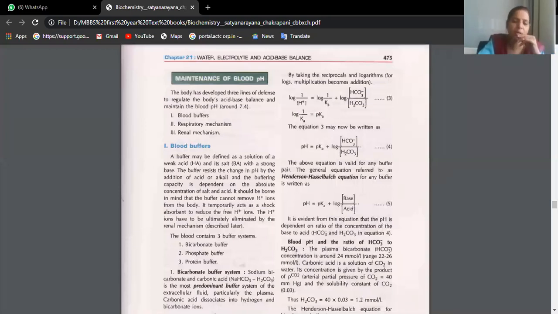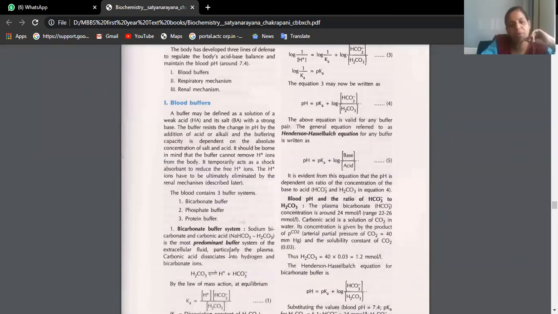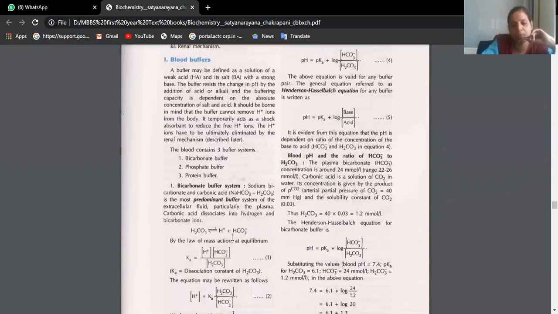So we have three different types of buffers. What are those in the blood? Bicarbonate, phosphate and protein buffer. Okay, let us first talk about the bicarbonate buffer. In the bicarbonate buffer, we have a universal formula, if you remember, like we have H2CO3 splitting into HCO3 minus.